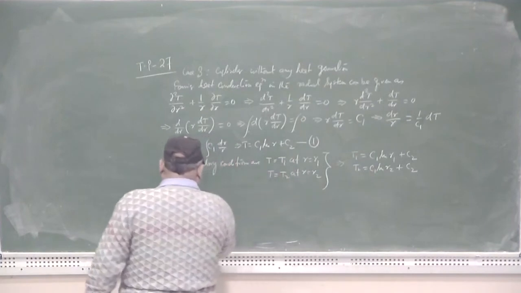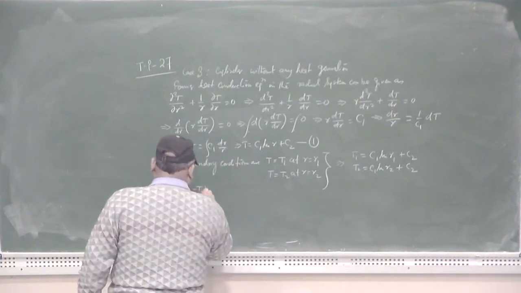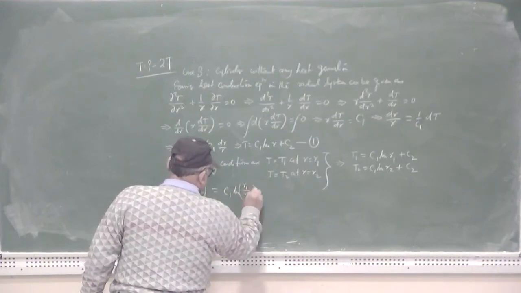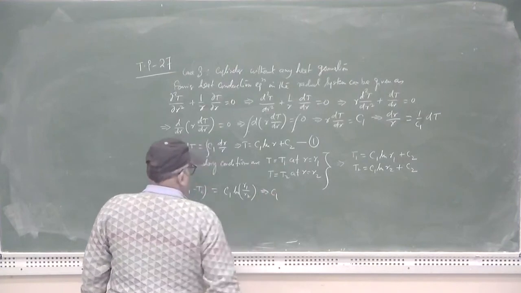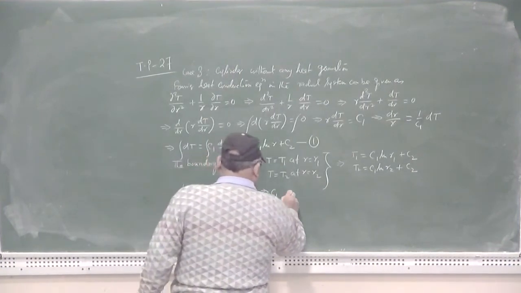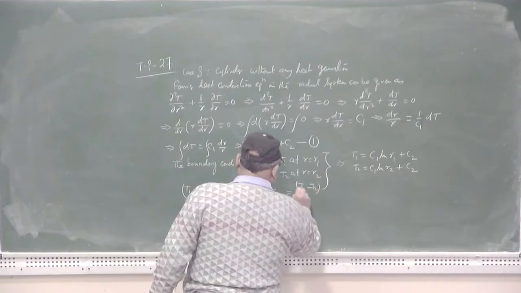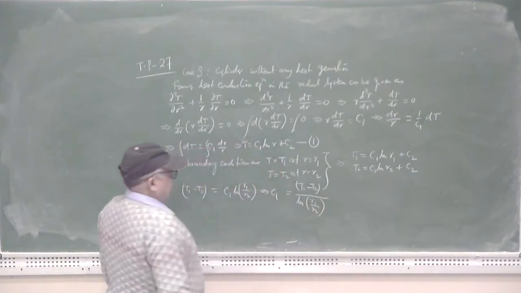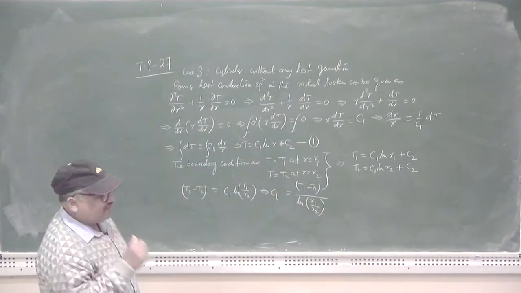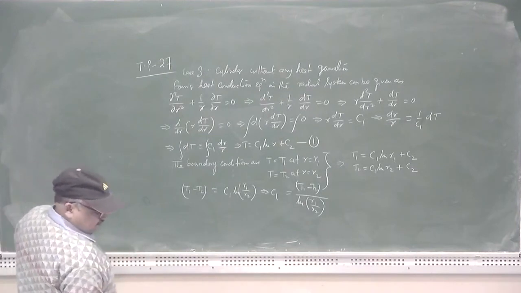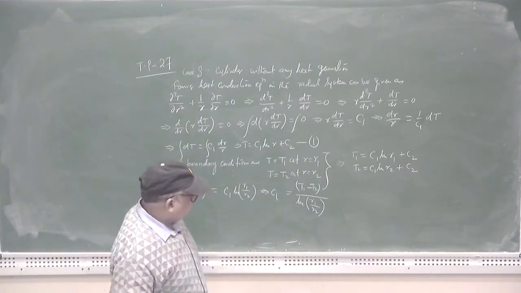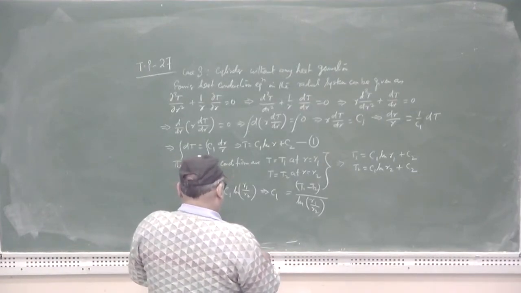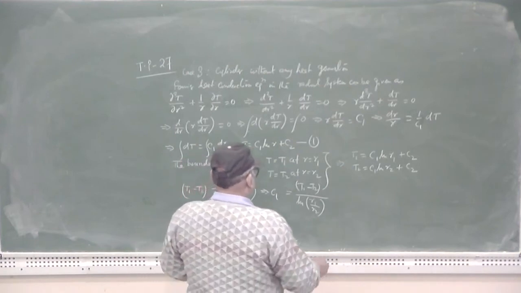So T1 minus T2 may be given as C1 ln R1 by R2. So the value of the first integration constant C1 arrives as T1 minus T2 divided by ln R1 upon R2. This is the value of the first integration constant in the present case. Let it be equation number 2.